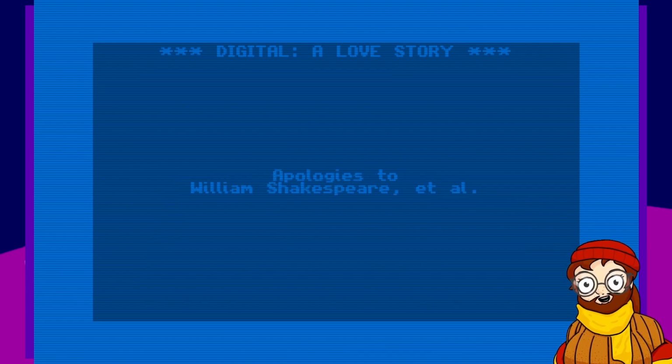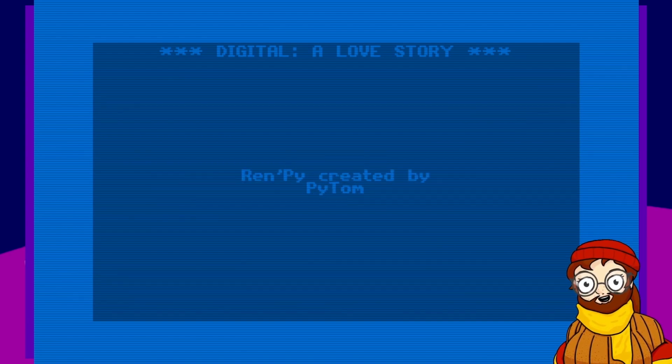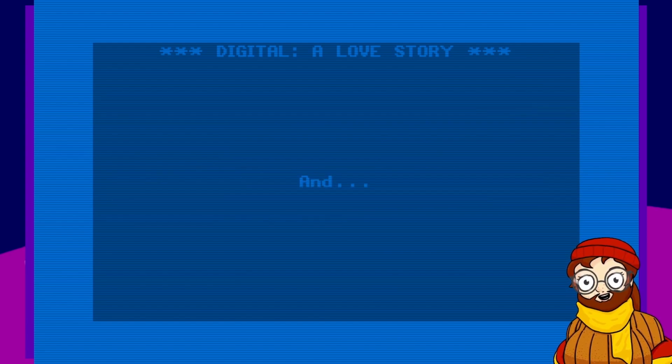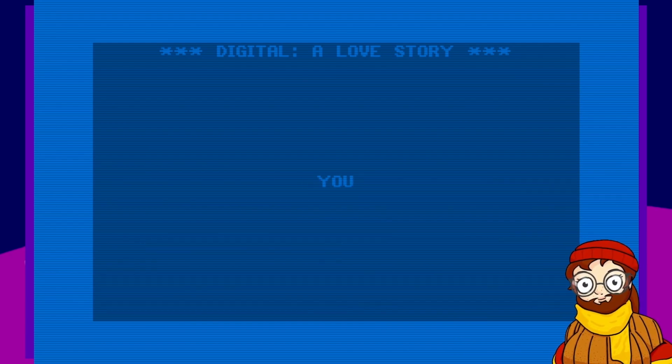Thank you, Christine Love. Apologies to William Shakespeare. Thanks to Amiga for inspiring this truly gaudy GUI. RenPy created by Python. That's right. This is done in Python. It's done in RenPy. People call this game a visual novel because it's made in a visual novel engine, but I don't know. I don't think it is. Thanks, Christine.